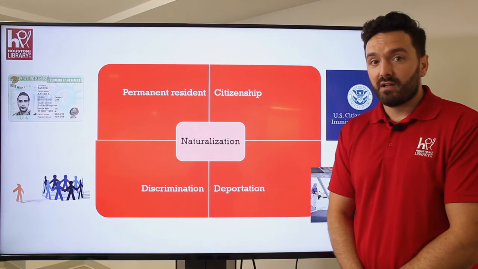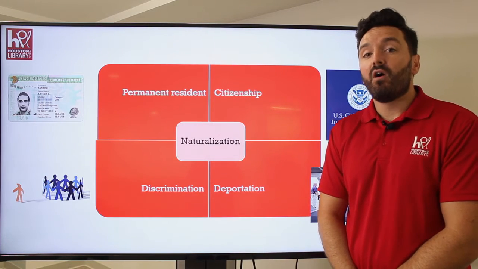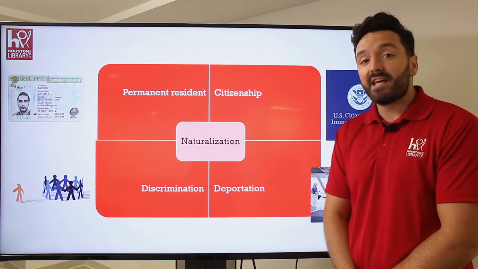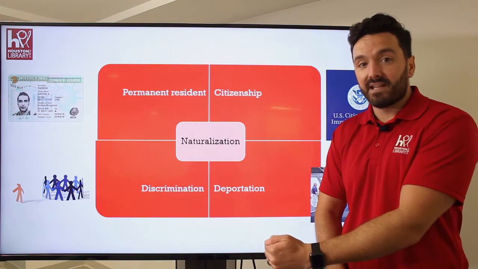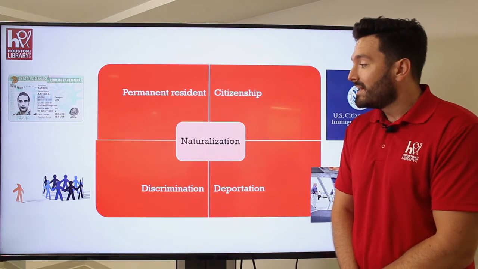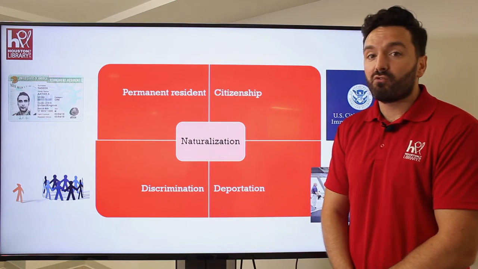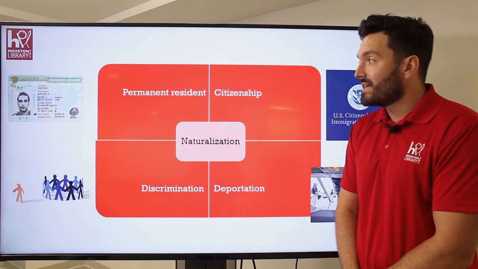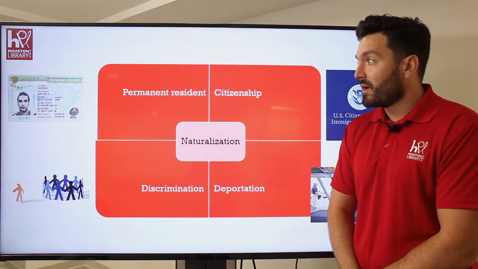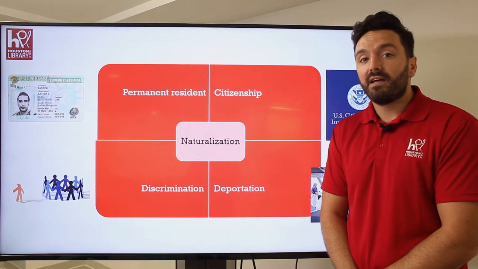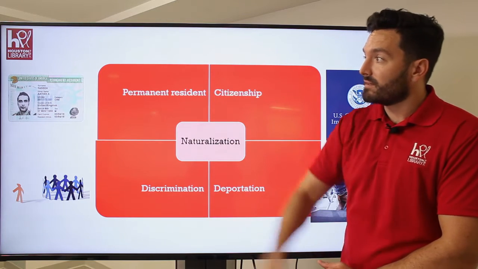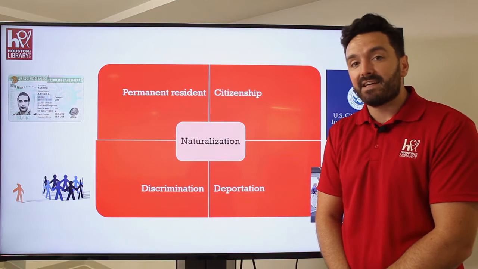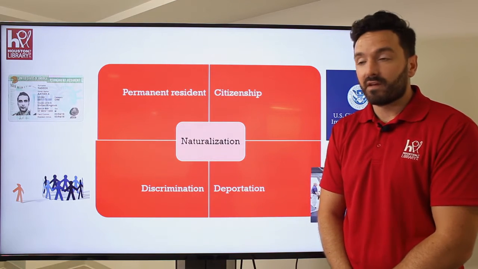So let's start with naturalization. This might be something that some of you are interested in. Naturalization is the process of becoming a citizen. So naturalization typically begins with becoming a permanent resident of the United States, which is a legal process by which you are allowed to live and work in this country. Sometimes people who are permanent residents have a green card, like the one that you see up there, to indicate that they are legally allowed to be in the country.